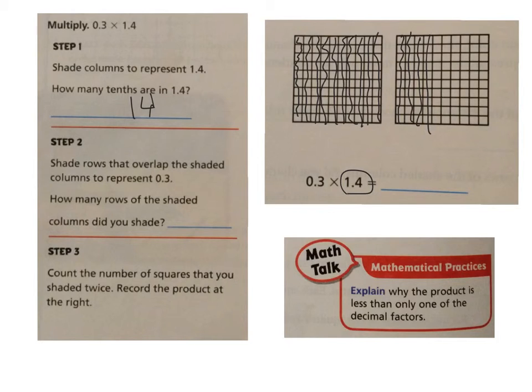Okay, step 2 is to shade the rows that overlap the shaded columns to represent 0.3. How many rows do I have to do for 3/10? How many rows of the shaded columns do I have to shade? 3. So I'm going to go over what I shaded and do 3 rows. Like this. So I'm taking the part I already shaded before and I'm coloring in 3 rows of that. Like this. Okay, I'm not going all the way to the end. I'm only really concerned about the part that would overlap, right? How many rows of the shaded columns did I shade? 3 rows, okay, because it's 3/10.